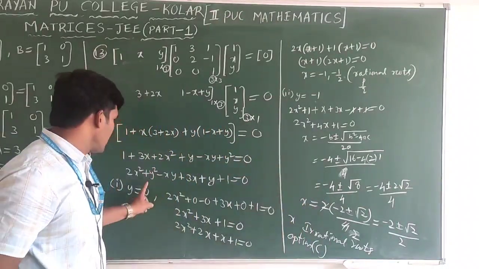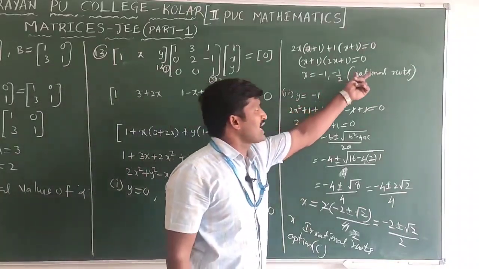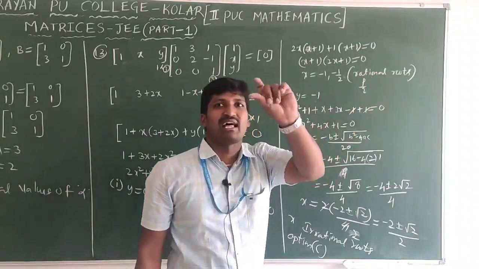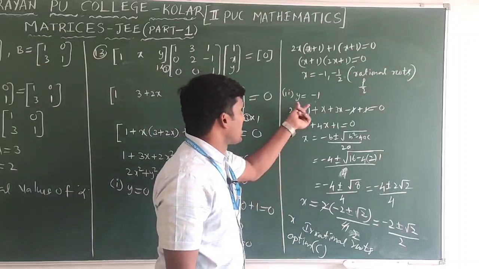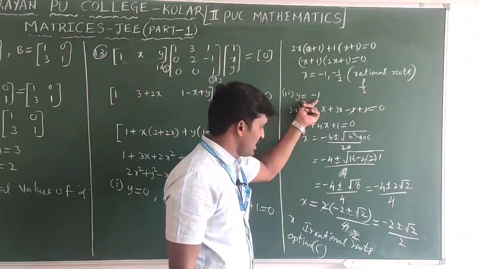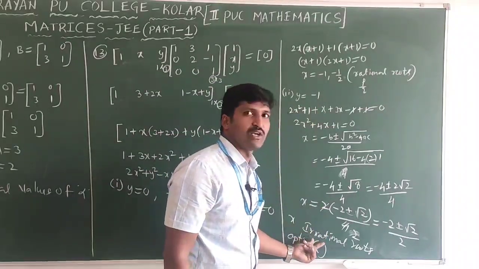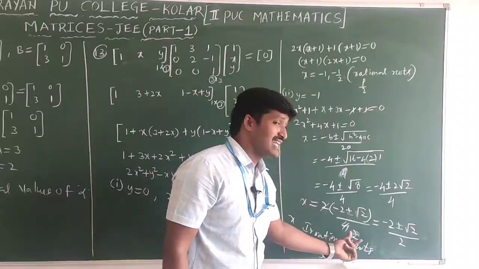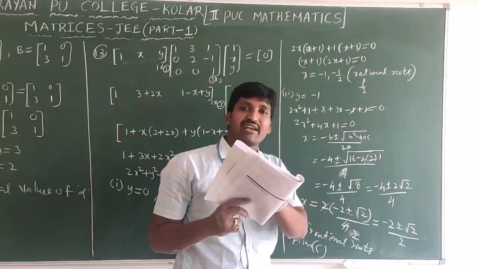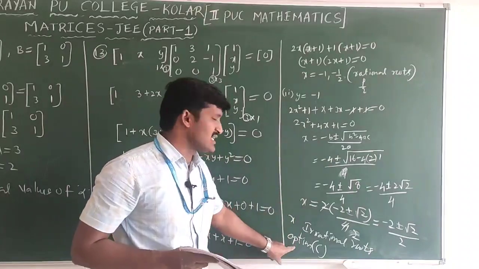At the first question, x value, we got rational roots. The rational root symbol is already given as P. At y is equal to minus 2, second question, x value, we got irrational roots. That means that is Q. Q is already given as irrational roots. That's why option C is the correct one.